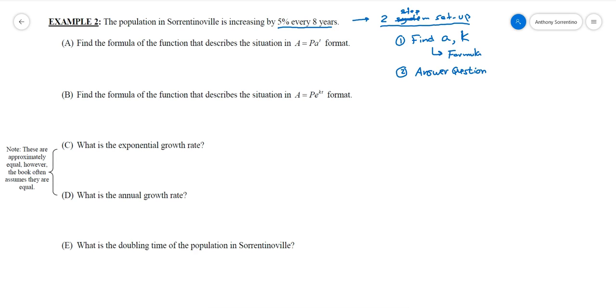So in part A, they say find the formula of the function that describes the situation in A equals P A to the T format. So this is an instance where we're going to need to find out what A is. Now, if this had said 5% every year, like 5% per year, then A would have been really simple. A would be 1.05. That works out really nicely. However, you have to remember that this isn't the way it tends to work out, because now it's 5% every 8 years.